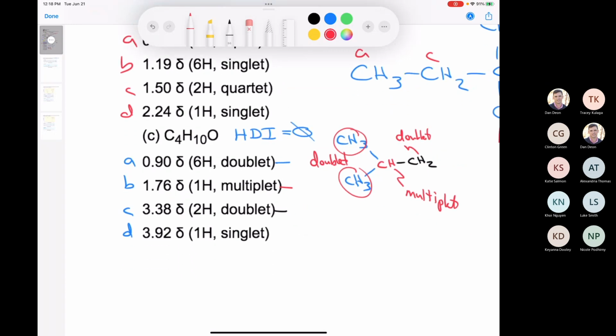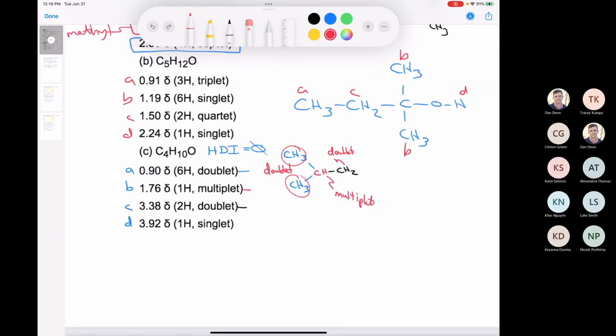And then if we have an HDI of 0 and we have a hydrogen at 3.92 that's a singlet, that's probably an alcohol. And I've actually kind of figured out the structure already. So now our structure would look something like this, where we have something like an isopropyl, but this is actually an isobutyl group. So this would be the structure of our compound. This would be the D proton. These would be the A protons. This would be the B proton, and these would be the C protons. So we end up with this compound, which is called isobutyl alcohol.